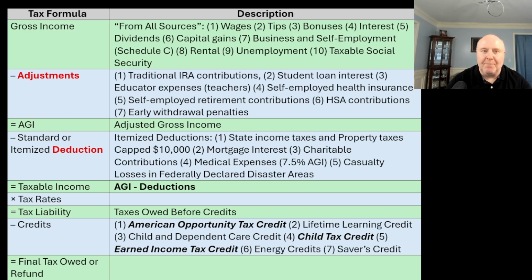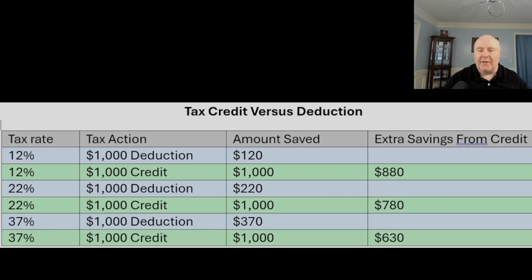So let's go ahead and look at the difference between our deduction and our tax credit based on our different possible tax rates. What if we're a 12% tax rate? What if we're a 37% tax rate, right? So let's go ahead and take a look at that right now. So our tax credit versus deduction. This is our different tax rates.